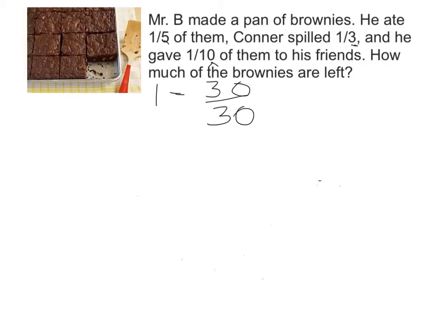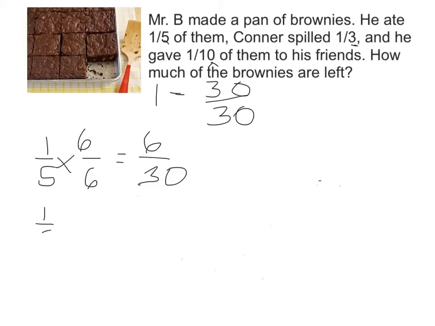Now we need to create like denominators, and that's when we're going to start doing our chant. So we have 1/5 times something equals something over 30. 5 times what gives me 30? That's a 6. Multiply 6 times 1 will give me 6/30ths. Move on to the 1/3. 1/3 times something equals something over 30. 3 times what gives me 30? That's 10. 1 times 10 gives me 10.